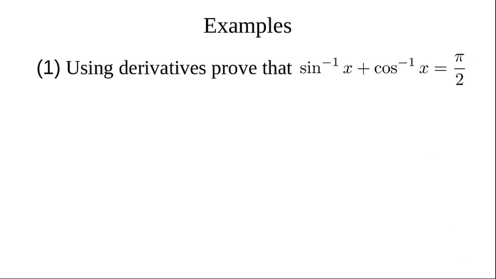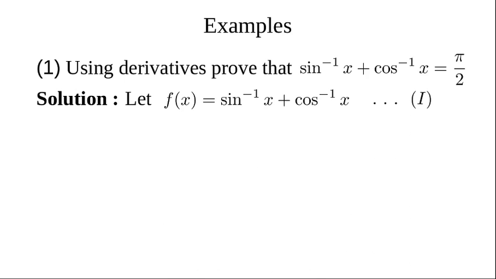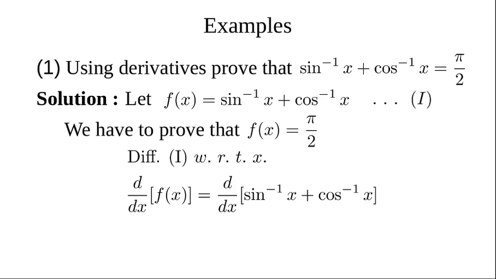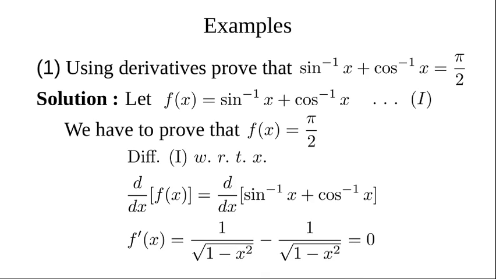So let us consider some examples based on the derivatives of inverse trigonometric functions. Using derivatives, prove that sin inverse of x plus cos inverse of x equal to pi by 2. Let us consider f of x equal to sin inverse of x plus cos inverse of x. We have to prove that f of x equal to pi by 2. So differentiate (1) with respect to x. We get f dash of x equal to 0, because the derivative of sin inverse of x is 1 upon root of 1 minus x square, and the derivative of cos inverse of x is minus 1 upon root of 1 minus x square.